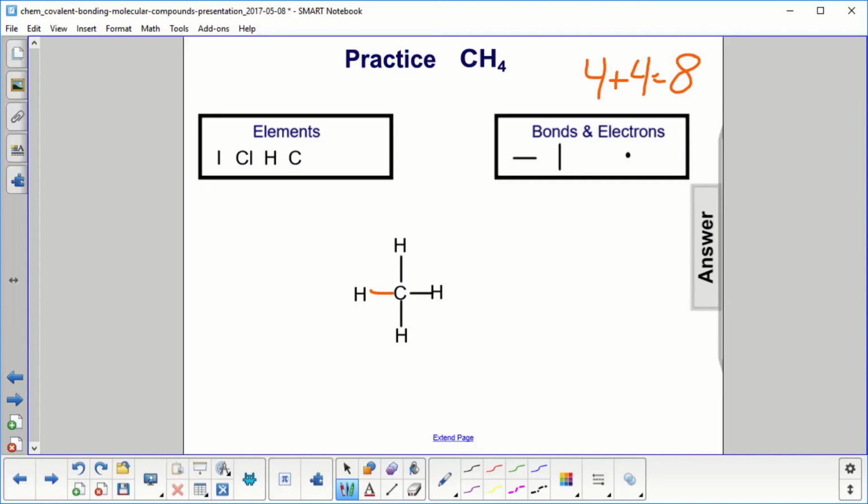We have to fill in the outer shells to get octets. Well, not octets in this case because it's hydrogen. Carbon will have an octet, but hydrogen, the most it can have is 2 electrons. You count each bond as 2. So 2, 4, 6, 8. Wow, it looks like we're done already. There's our 8 electrons. And each hydrogen has a full shell, and so does carbon. Carbon has 2, 4, 6, 8. So we're good.